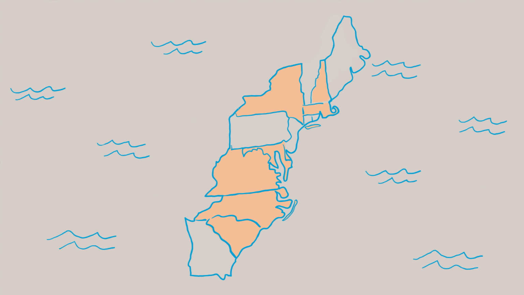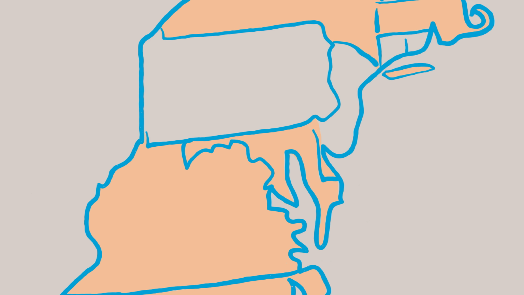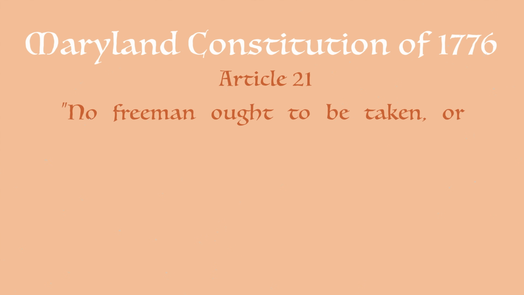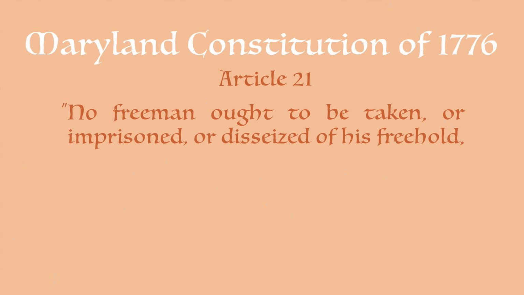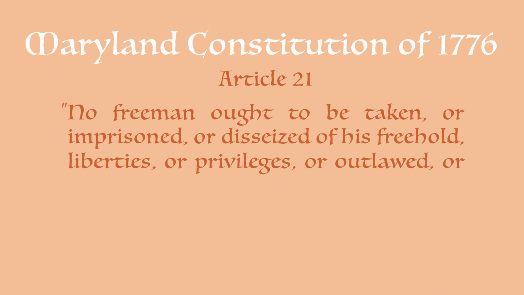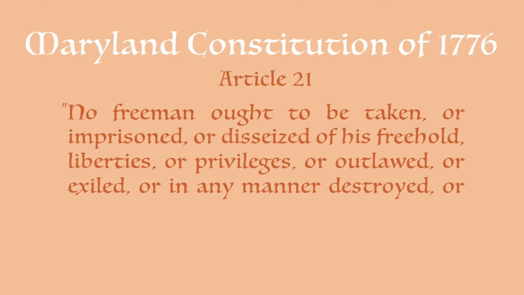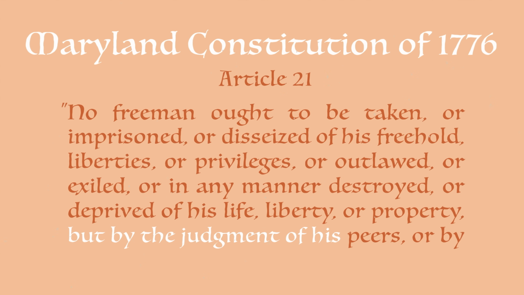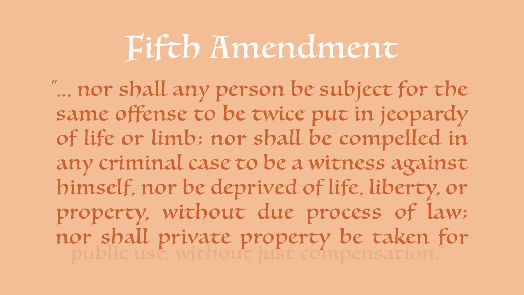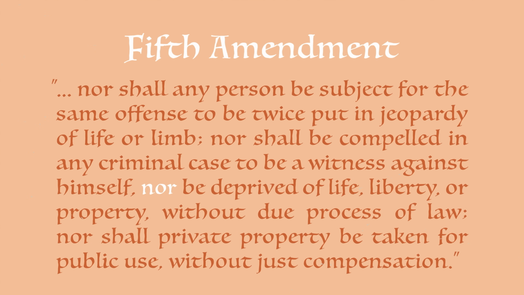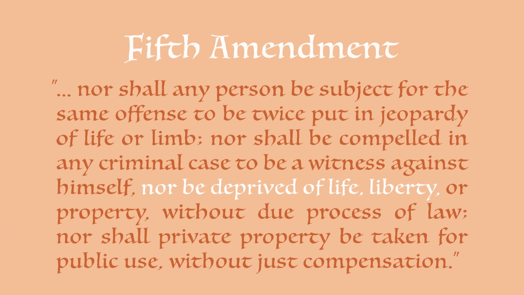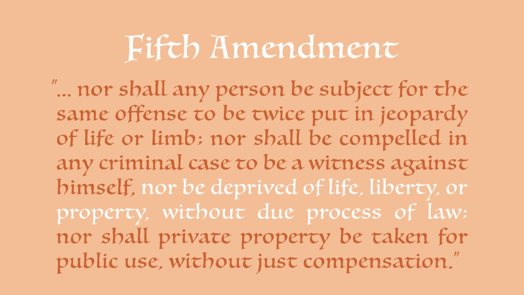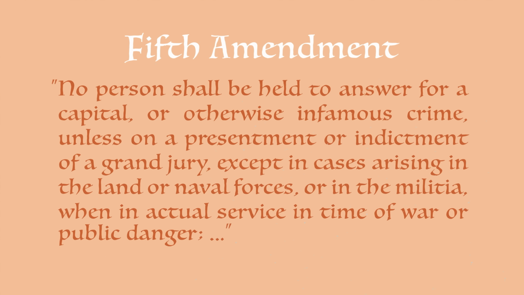For example, the Maryland Constitution of 1776 states that no free man ought to be taken or imprisoned or disseised of his freehold, liberties, or privileges, or outlawed or exiled, or in any manner destroyed, or deprived of his life, liberty, or property, but by the judgment of his peers, or by the law of the land. The U.S. Constitution does not quote Magna Carta directly, but the Fifth Amendment states that no person shall be deprived of life, liberty, or property without due process of law. This is a reference to the English statutes of the 14th century that confirmed that Magna Carta required due process of law.